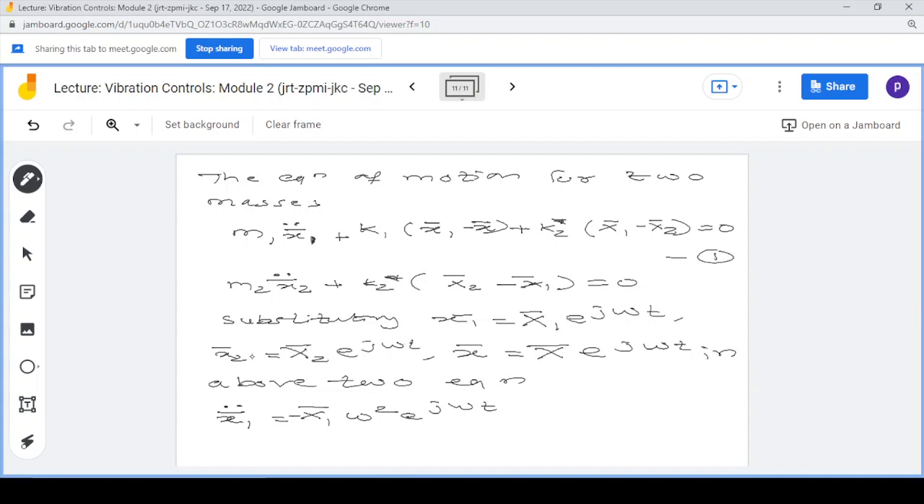Similarly, x2 bar will also have the minus sign: minus x2 omega square e raised to j omega t, and here also we are going to get the same. So what we are going to get after replacing these three, 1, 2 and 3, in equation 1 and equation 2.